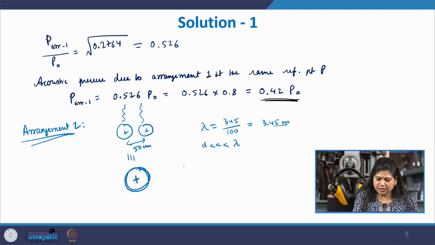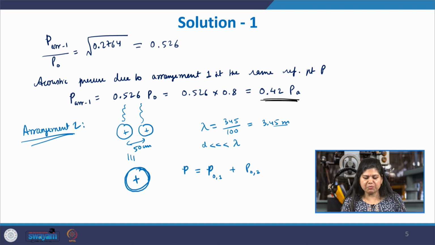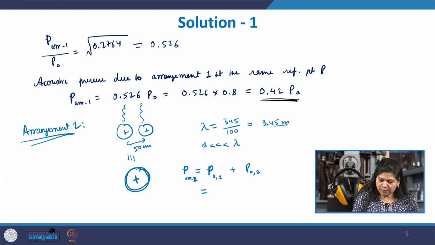So, for the in-phase sounds, the overall pressure at point P should be P naught due to speaker 1 and P naught due to speaker 2, the individual speakers. So, this becomes our pressure for arrangement 2. It's simply a superposition of these two wave fronts coming from the two speakers. So, here it is simply 0.8 plus 0.8.